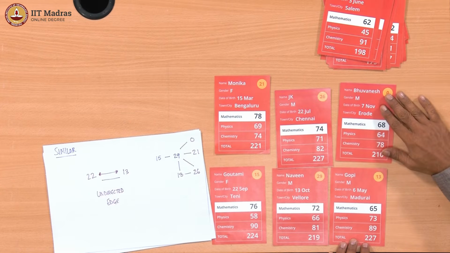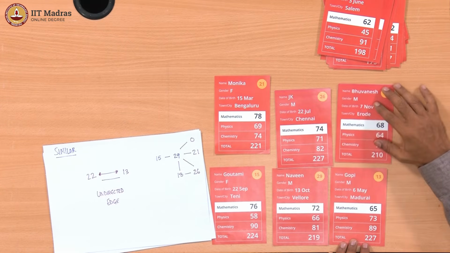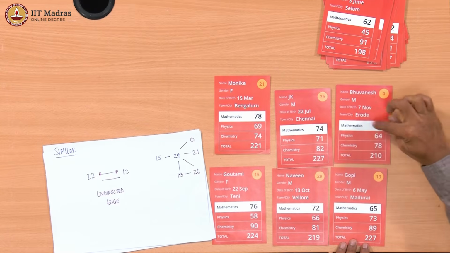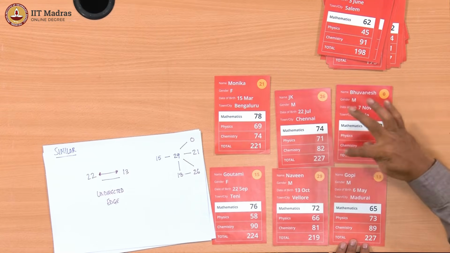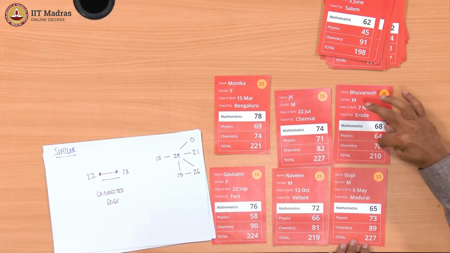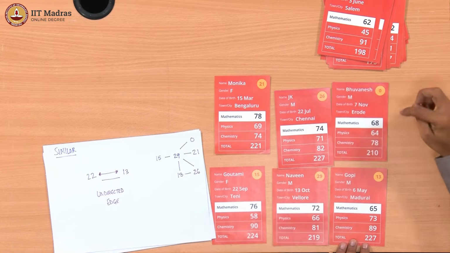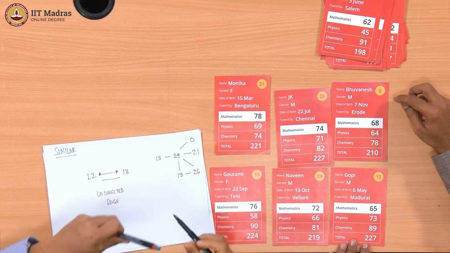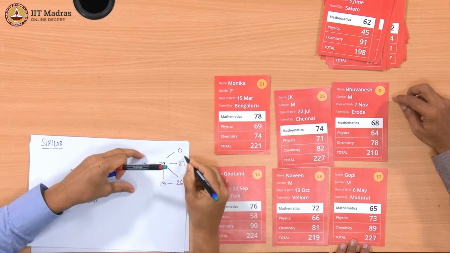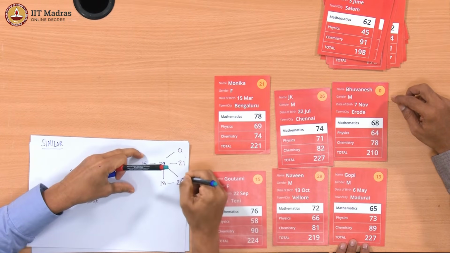Okay. How about JK and Bhuvanesh? 74, 68, yes. 71, 64, yes. 82, 78, yes. So that is JK and Bhuvanesh, 26 and 0. So that's a different triangle that we have found.